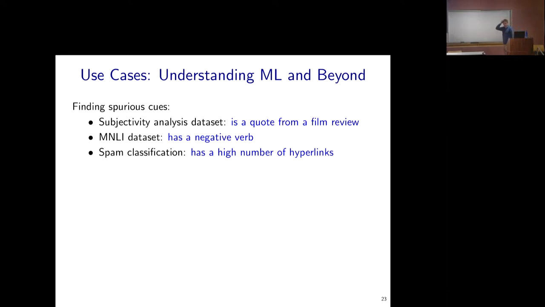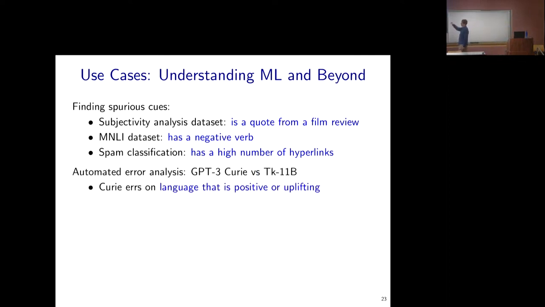There's this data set called MNLI, which is a natural language inference task. It asks whether one sentence entails another sentence or not. And there's this well-known spurious cue, which is that having a negative verb like "not" is highly correlated with non-entailment. This is well known in the literature, but our system recovers it. And then this spam classification one is actually true. The spam class has a high number of hyperlinks, and if you fine-tune BERT on this data set and use it as a spam classifier, and take your own emails and add hyperlinks to them, it does start to classify them as spam. So it's a real spurious cue.